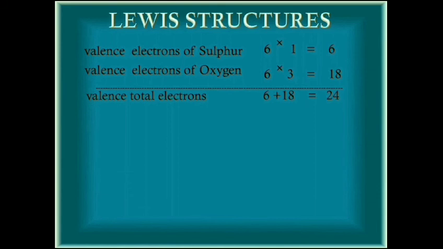We have already drawn 3 single bonds, that is 6 electrons. Let us reduce it from the total number of valence electrons, that is 24. So, 24 minus 6 gives us 18. Let us represent these 18 electrons as lone pairs around the oxygen atoms.